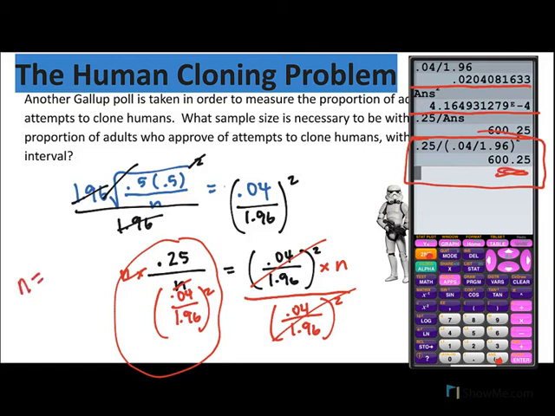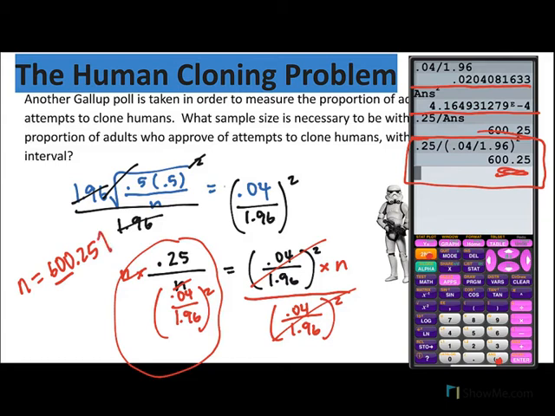So n is 600.25. Now obviously I cannot talk to 0.25 of a person. That doesn't make sense. But remember, we're thinking worst case scenario. We want, no matter what, for 0.04 to be the absolute largest margin of error I could get. If I talk to 600 people, I could end up with a margin of error that is slightly too big. The smaller the sample size, the bigger the margin of error. So I could end up with a margin of error that is slightly over what I wanted.